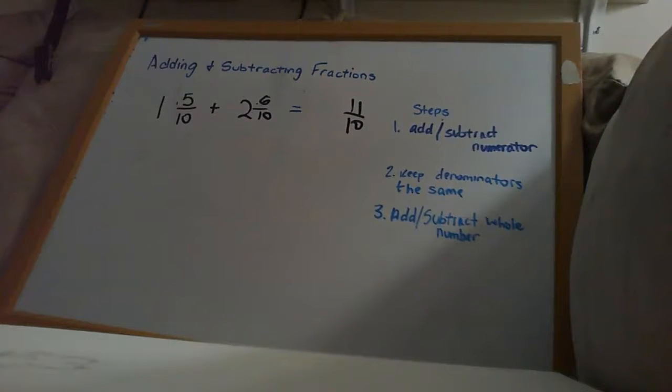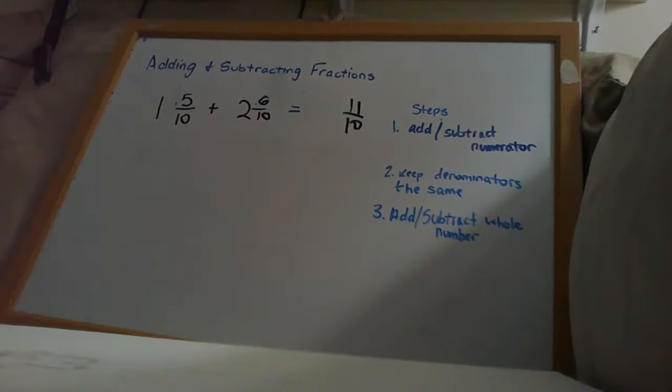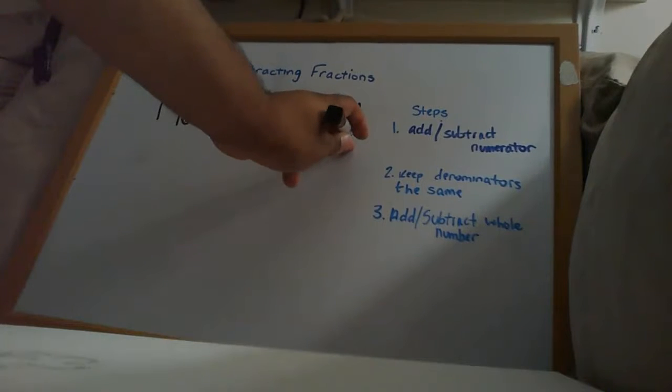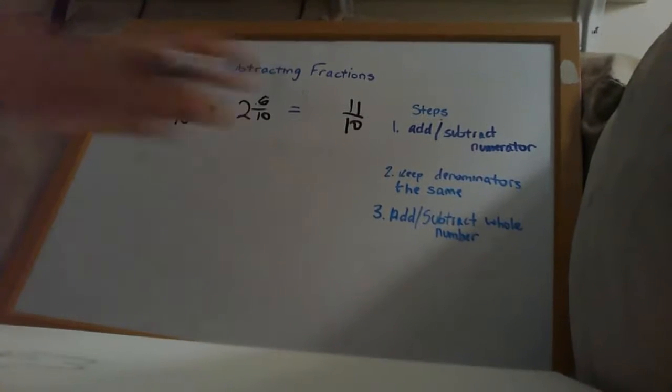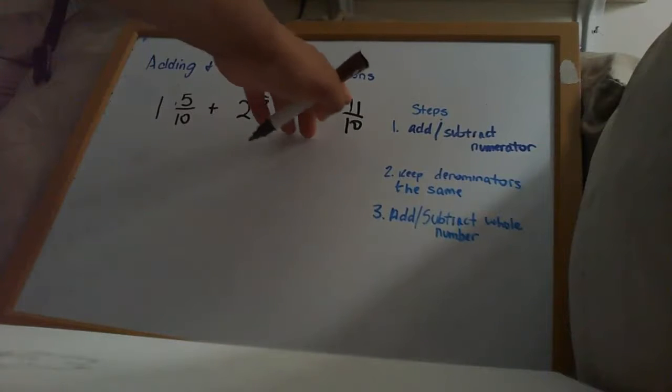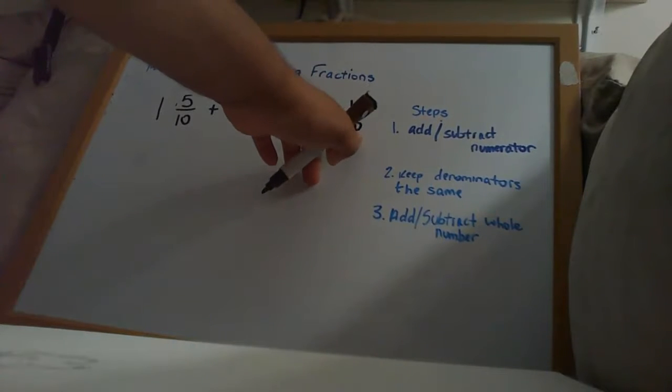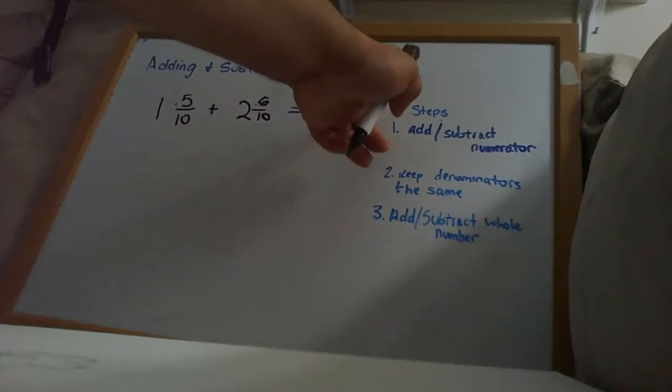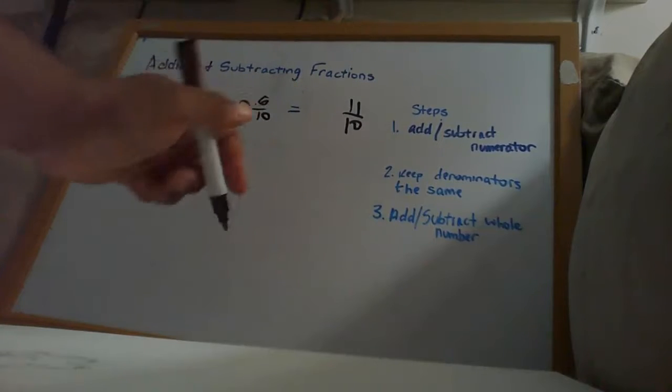No, what we're going to do instead is regroup, just like we would if we're using whole numbers. So when we regroup, we see it takes 10 to make one whole, because our denominator is 10. So if I have 11 and it takes 10 to make one whole, I could take away 10 from this number to make one whole.